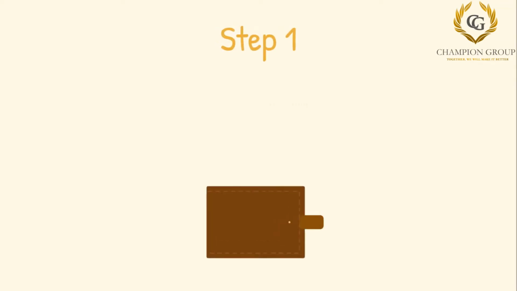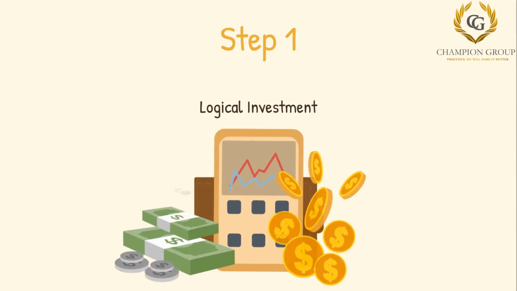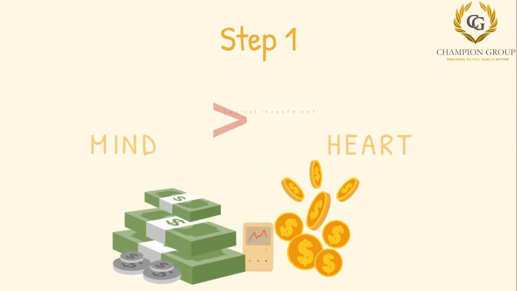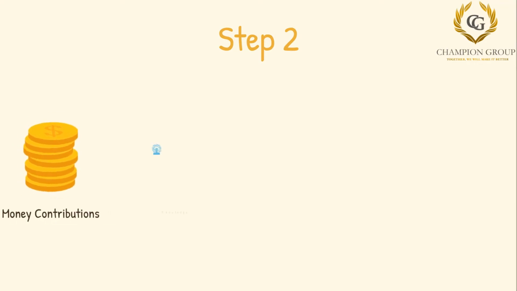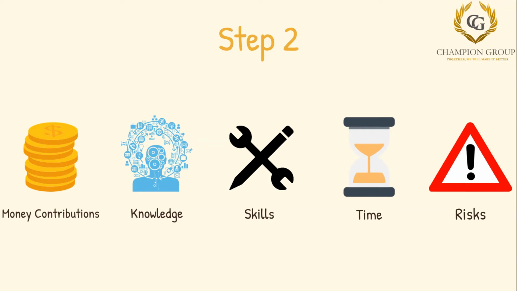Step 1. Buy logically, not emotionally. Make your decision based on your financial and tax position, plus loan structure. Buy with your mind, not your heart. Step 2. There are 5 major risks: your money contributions, your knowledge, your skills, your time and your risks. You need to seek leverage across the above 5 and apply 1% risk management.